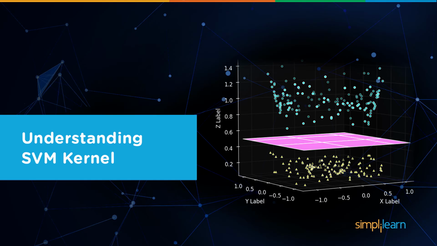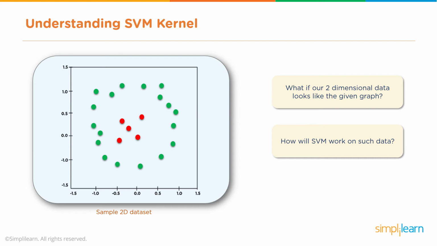Now we're going to take a look at kernel SVM. And if you notice in this picture, this is a great depiction of a plane, not a line. This is three-dimensional space. So that's the plane that separates those two classes. So what if our two-dimensional data looks like this? What if there's no clear linear separation between the two classes? In machine learning parlance, we would say that these are not linearly separable.